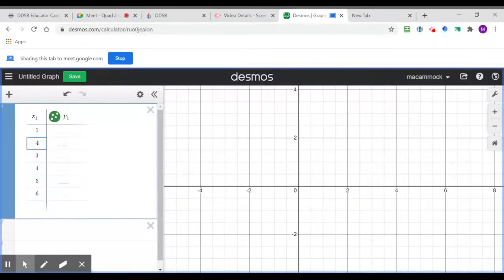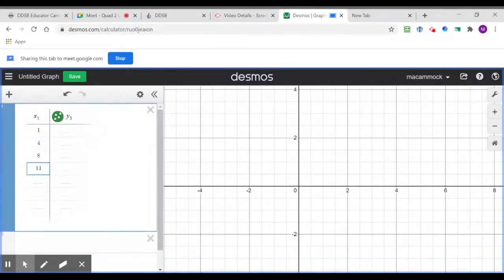All right, let me just delete all of these here. It wasn't going up by 1s at all. The next one was actually 4. The next one after that was actually 8. It doesn't go up by the same amount every time. Please copy these numbers into your Desmos table as well. 11, 15, 19, 22, 26, and 29.